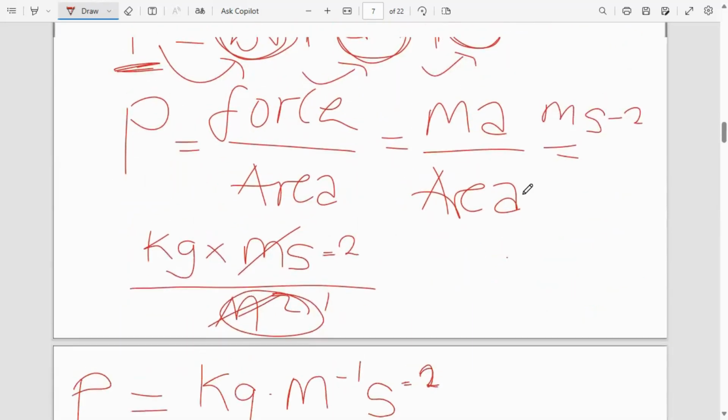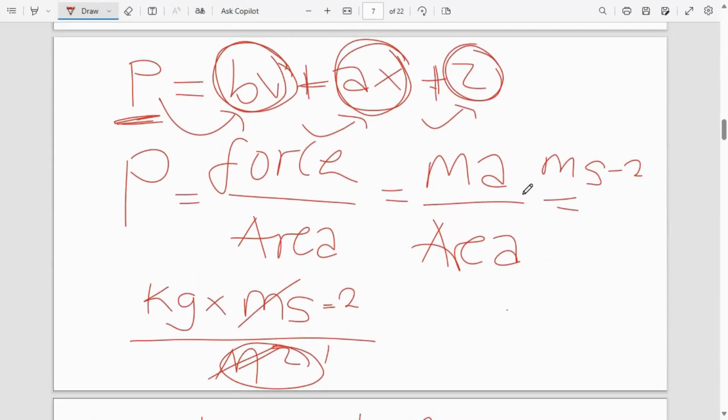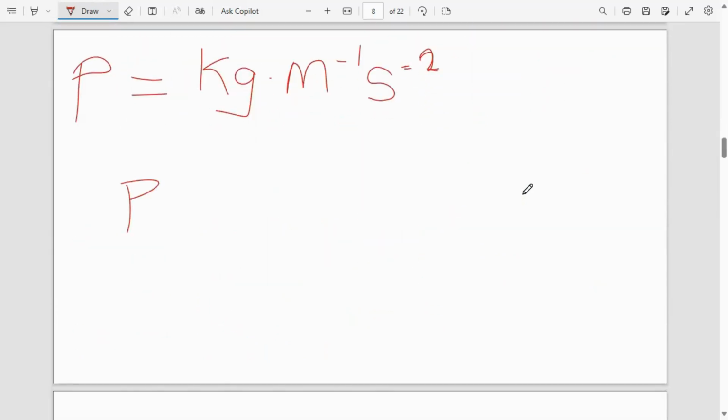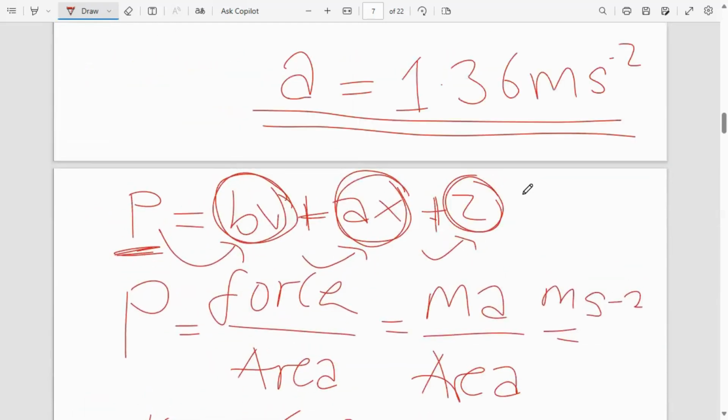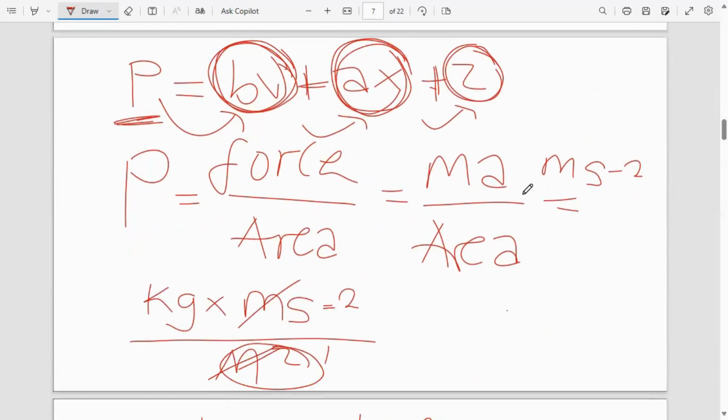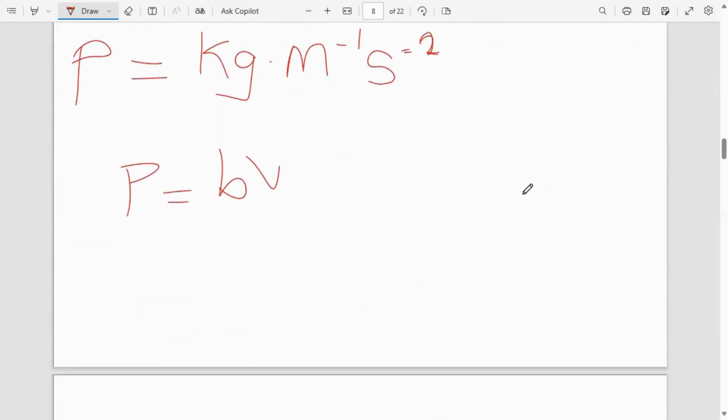So if that is the case, how are we going to find the dimensions of B? We're going to say P is equal to BV. What we've gotten is only the first part of our expression, which is BV, and we'll do the same to AX and to Z, because our goal is to find the dimensions of B, A, and Z. So let's make B the subject of the formula.